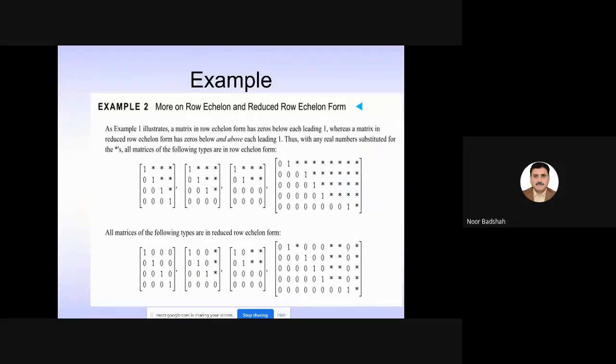So these are some further examples. These are in echelon form. The asterisk basically means they may or may not be 0. The 0 means they are 0, and the 1s mean they should be 1. The same thing, these matrices are in reduced echelon form. These are in echelon form, whereas these are in reduced echelon form.